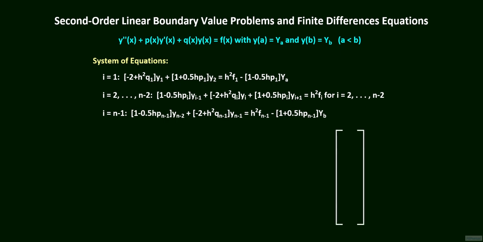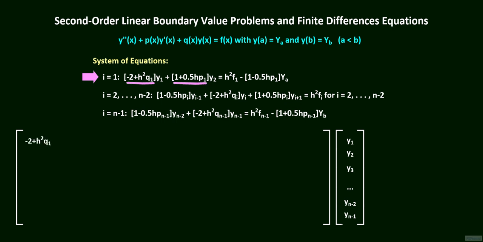The vector of unknowns is the vector y sub 1, y sub 2, all the way down to y sub n minus 1. The coefficients in the first equation are minus 2 plus h squared times q sub 1, 1 plus 0.5 times h times p sub 1, 0, 0, and nothing but zeros for the rest of the first row. On the other side of the equation is the quantity h squared times f sub 1 minus the quantity 1 minus 0.5 times h times p sub 1 times uppercase y sub a.